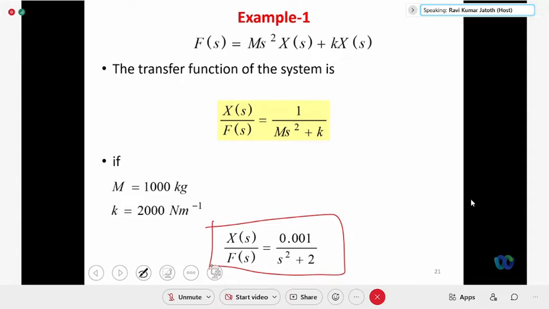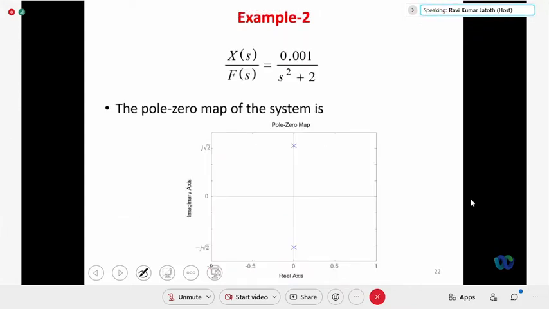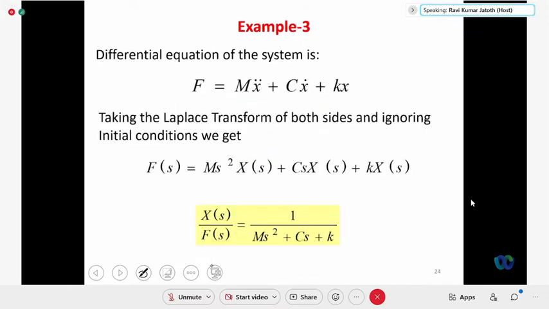What is our objective? When you apply a force F of S of 1 newton, how much displacement are you going to get? If X of T is asked and F of S is given, what do you need to do? Inverse Laplace transform. So inverse Laplace transform is what we have to do. If you plot this on the S plane, S square plus 2, there are two imaginary poles. We will discuss this in coming classes.